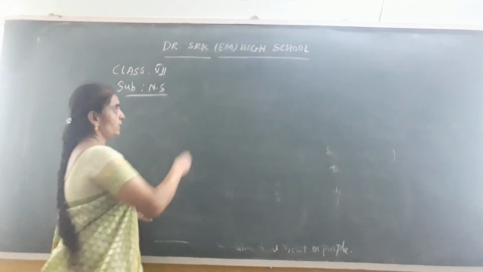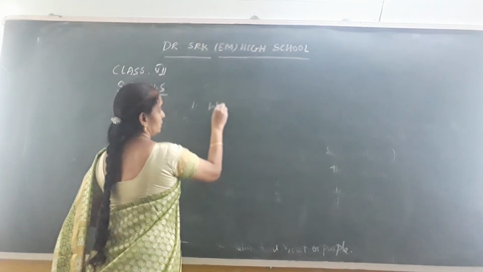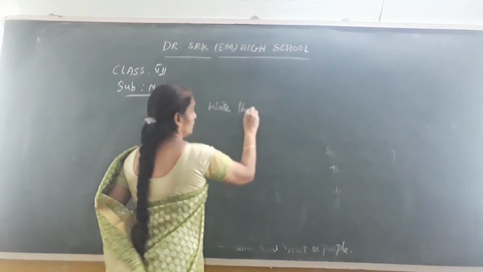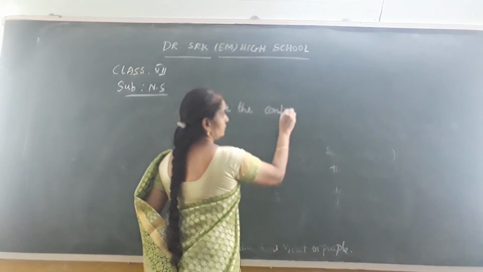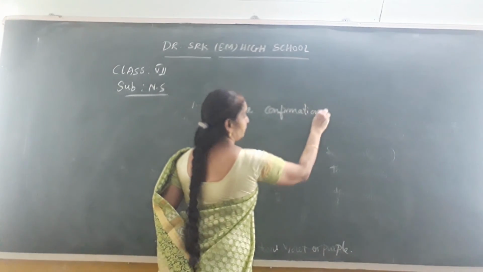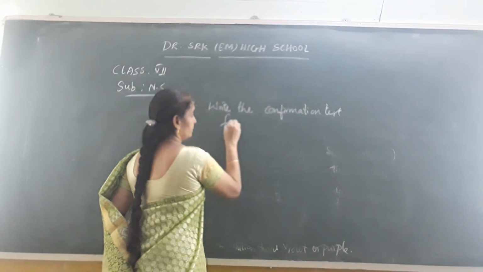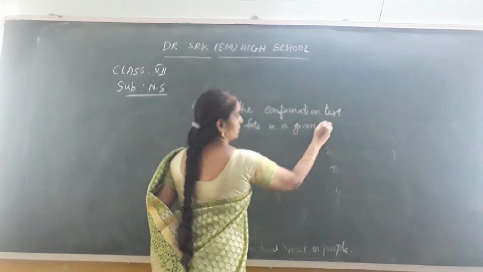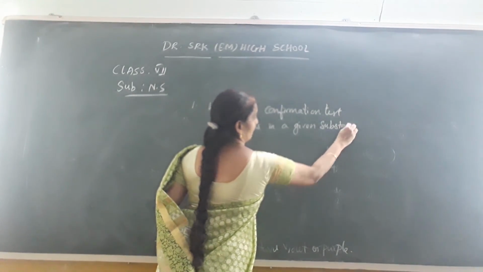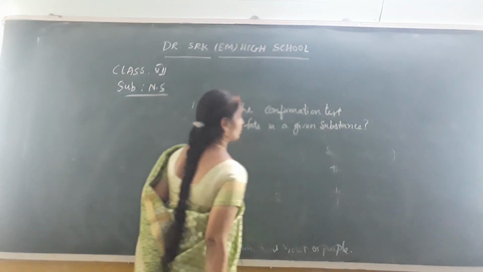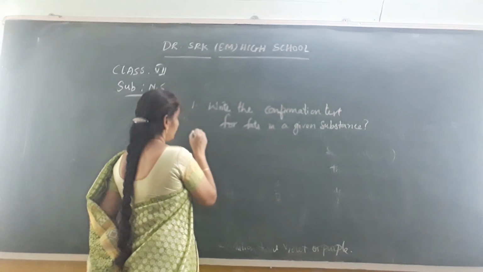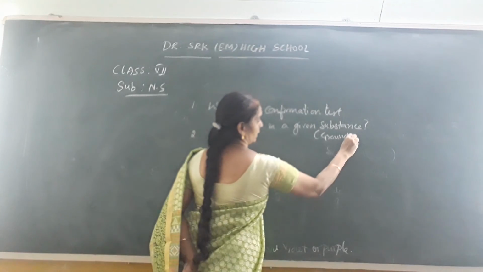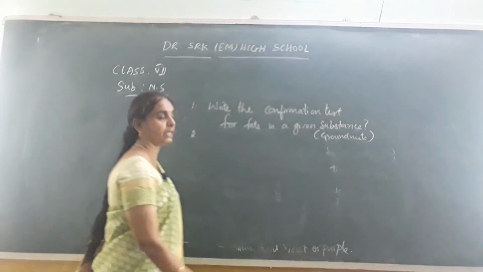So the first one is: write the confirmation test for fats in a given substance. You can take groundnuts, for instance. For examples, you can take anything. Now I am giving you groundnuts, you take it and write down.